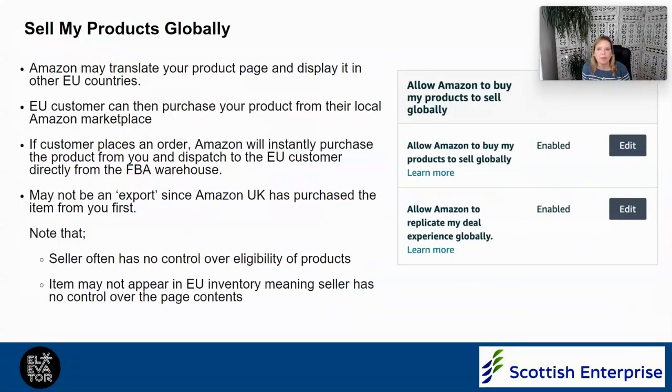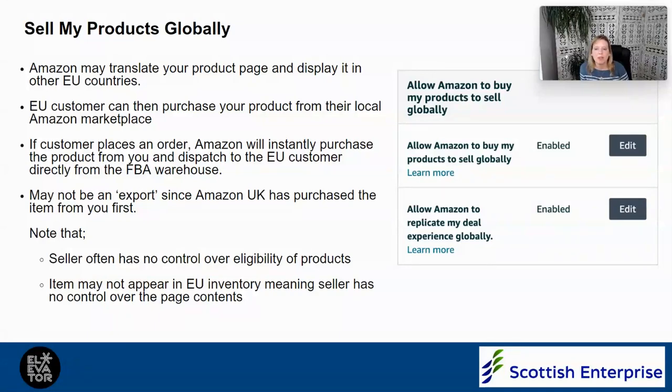Sell My Products Globally, well, this is another program which can be enabled simply from within your account settings. And this program does allow Amazon to translate and replicate your UK product pages into other EU countries. And those pages can then be offered to anybody looking to buy in the EU. Now, Amazon will normally only do this translation if you, the seller, are not currently offering your products in the EU, either because you've not created the product page or offer yourself, or because you're not currently operating in the EU.